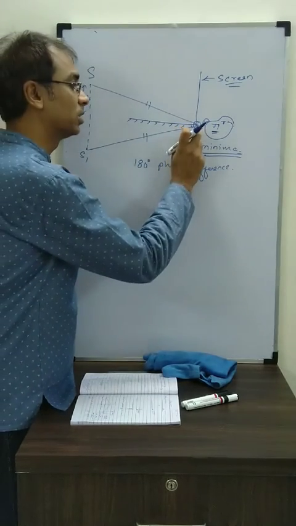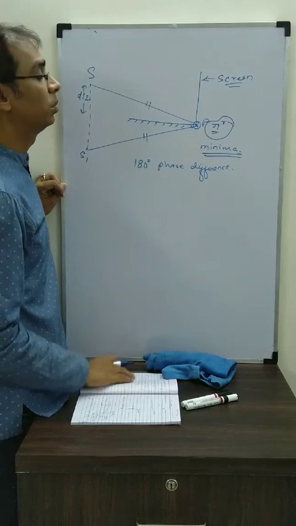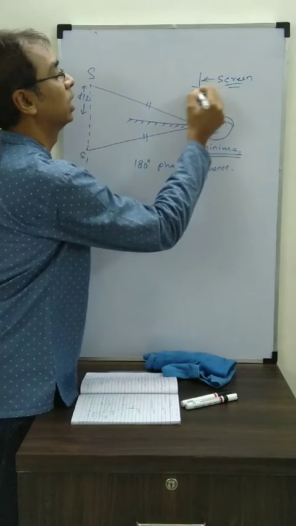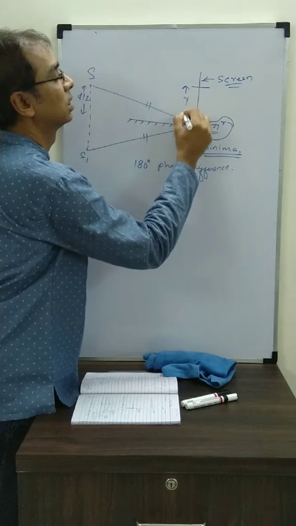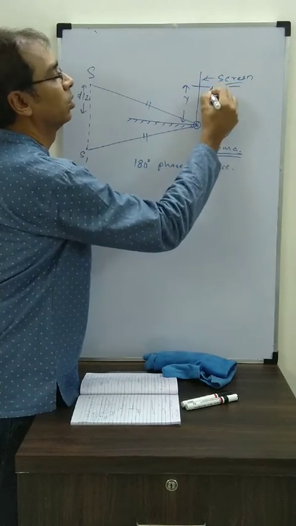So instead of maxima, what we are getting here? A minimum. Now, what can be the second case? Can we ask you what is the distance between this minima and the first maxima that we are going to get over here?